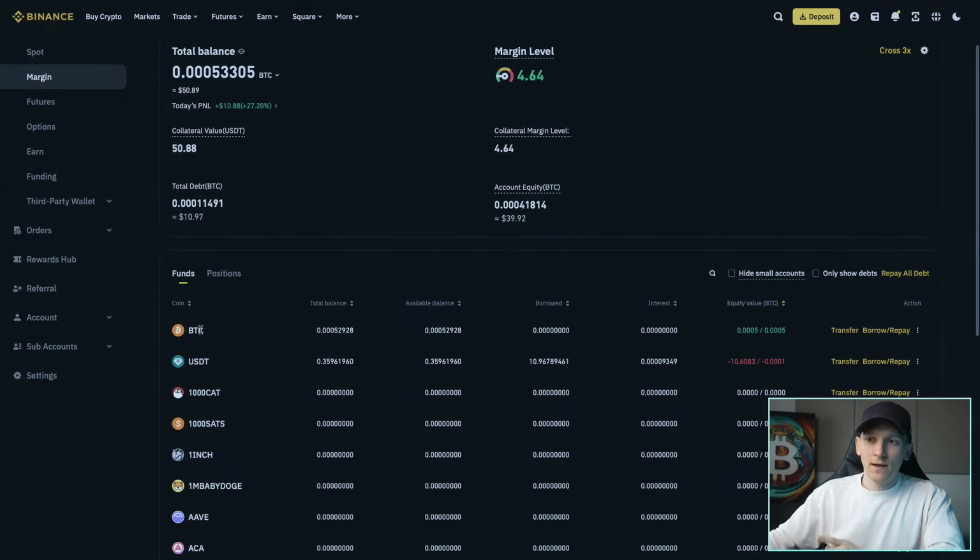So I've got this asset here, Bitcoin, and that's mine. I can switch it over into my spot account. I can withdraw it from the platform. I own that. I also own this liability to Binance, which is the debt right here. You can see the borrowing is 10.96. So how do I pay this off?